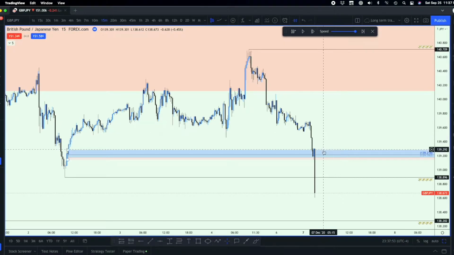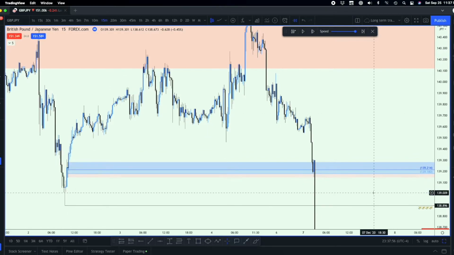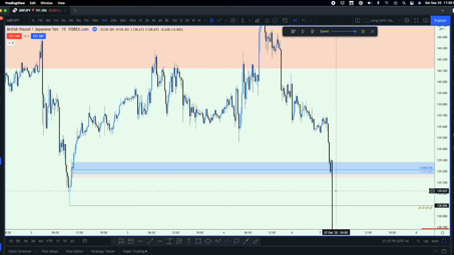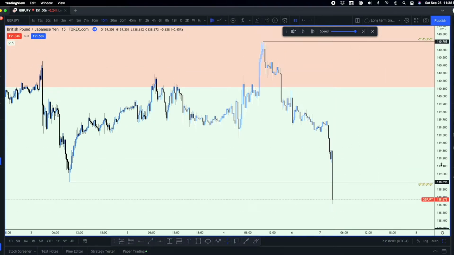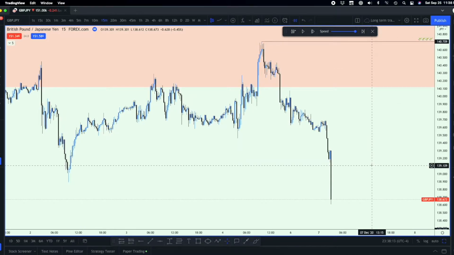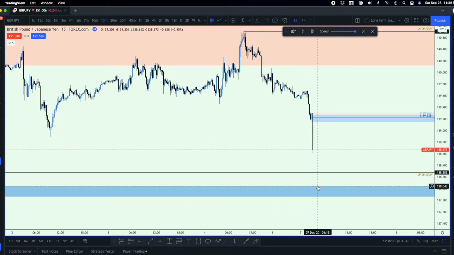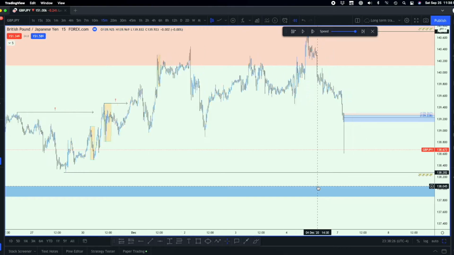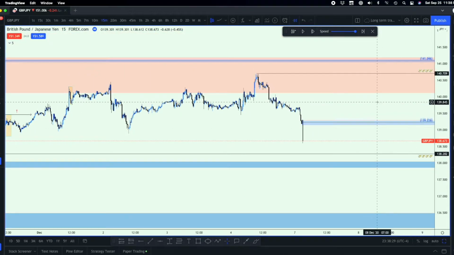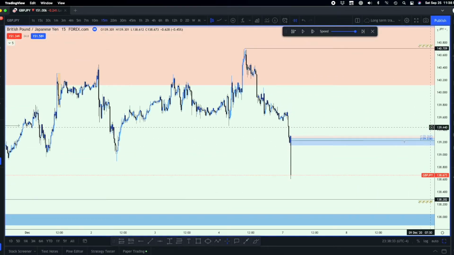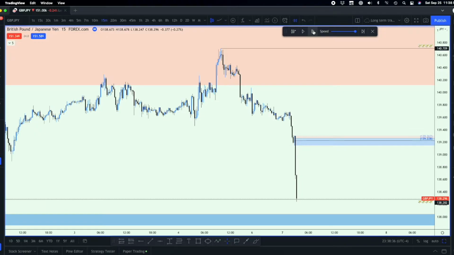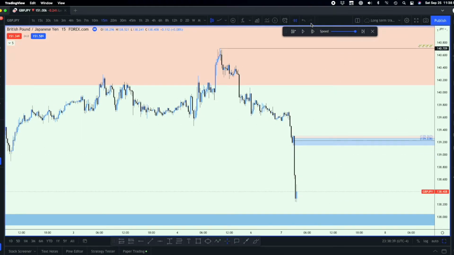Guess it didn't. Had a reaction here. But it did not hold. And it ran that low. So we're just running lows. Let's see. Coming down to the deep part of this demand zone here from the original point. And ran this mitigation too.